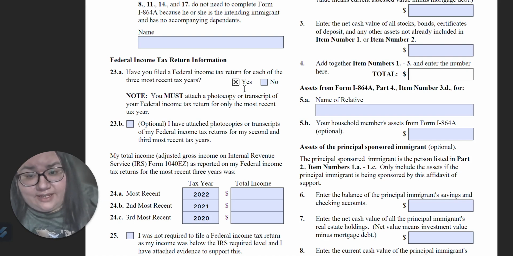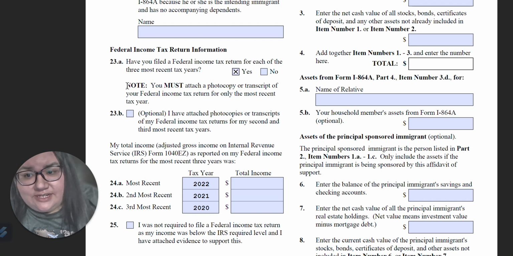So again, just to reiterate, if the petitioner was required to file income taxes because they did earn enough income during the year and they simply haven't, don't move forward. Get that tax situation figured out first. Make sure that those taxes are filed. Again, the keyword is filed. It doesn't necessarily have to be paid or processed, just filed. So get those filings done first and then go ahead and move forward. All right, as you can see here, there is a special note that says you must attach a photocopy or transcript of your federal income tax return for only the most recent tax year.